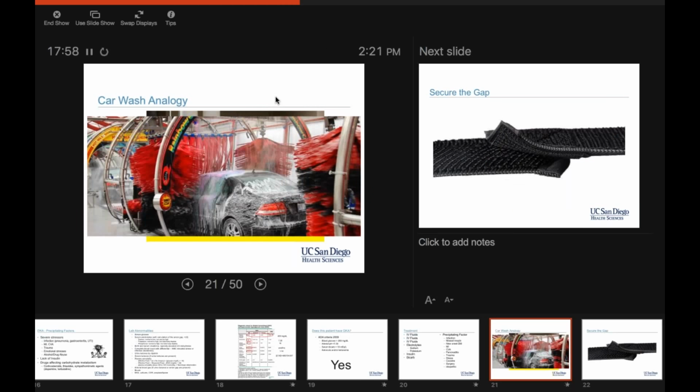Okay, we've got super car wash. That is how you are going to clean up your gap and remove those ketones. Okay, does that make sense to you guys?